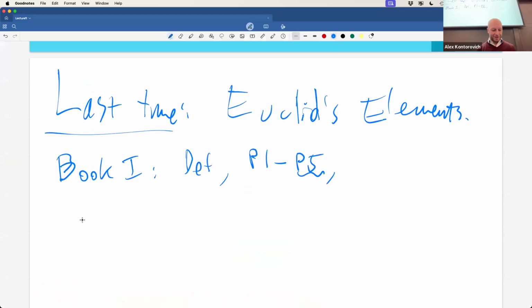Proposition 1: to construct an equilateral triangle on a given finite straight line. We would spend the entire semester if we did Euclid's Elements properly, proposition by proposition. It's an outstanding exercise for logical thinking. Maybe we'll talk about Plato a little later, but Plato's Academy had a sign overhead: let no one ignorant of mathematics enter here.